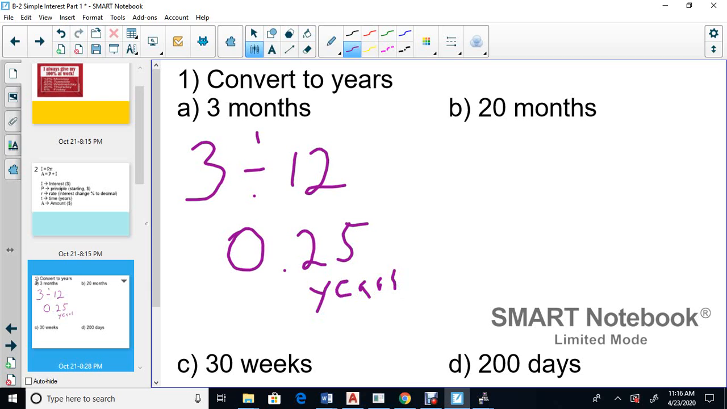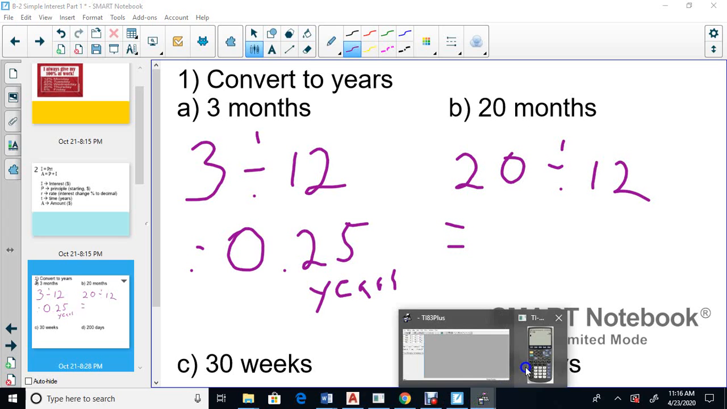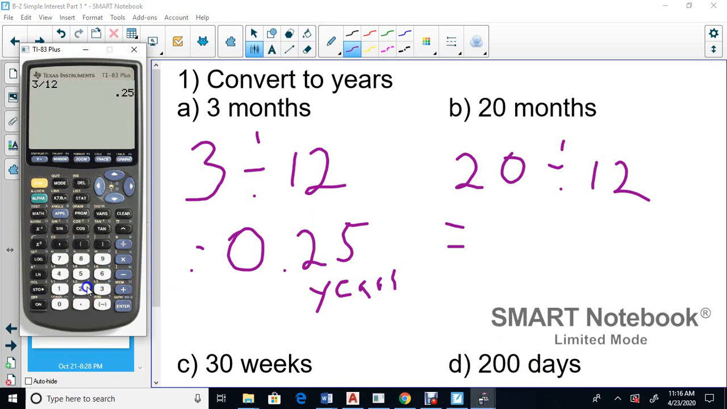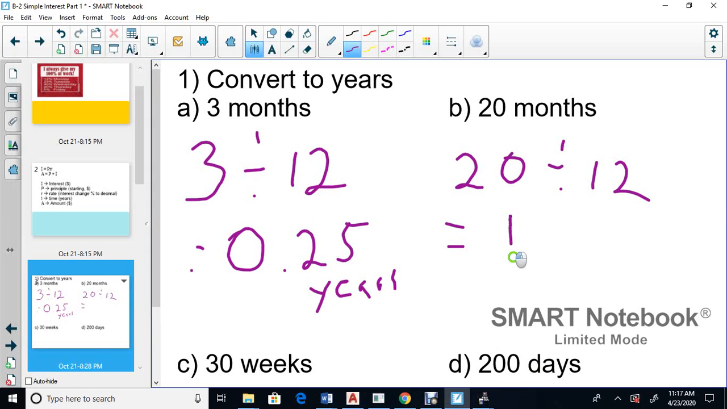20 months. You do the same thing. You go 20 divided by 12, and then you go to your calculator. So you come up to the calculator over here. 20 divided by 12, and you get a round decimal. So you can just round it maybe to 2 decimal places, 1.67. The more decimals you have, the more accurate your answer is.